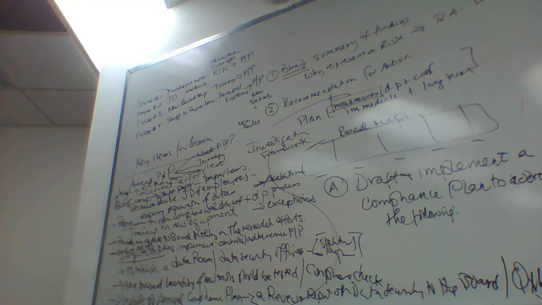Okay, the next one is a risk management process. Design a risk management process for the compliance function, and prepare a guidance paper to the board. So you have to do a risk management process for compliance. That's the same chapter we just did. Chapter 5.